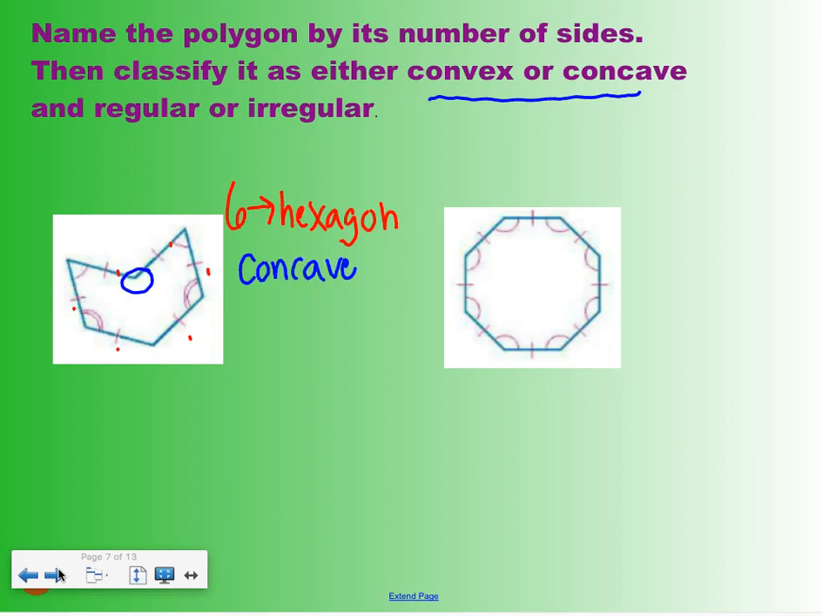And then our last part here, is it regular or irregular? So again, for it to be regular, let's check our sides. Are all of my sides the same? One tick, one tick, one tick, one, one, and one. So our sides check out. Now we have to check our angles. Let's clean this up a bit. So I have one arc mark, but then I get two. So that automatically tells me it's not regular because it doesn't have equal angles, so it would be irregular.